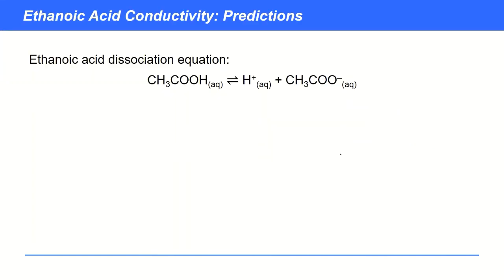Before we do that, I just want to give you a little thought experiment about ethanoic acid. Ethanoic acid is this molecule here. It's going to dissociate in aqueous solution to form H+ and CH3COO- ions. One way you can try and understand the concentrations of these ions is to use a conductivity experiment. The way that works is you take a beaker and you put your ethanoic acid solution in here.